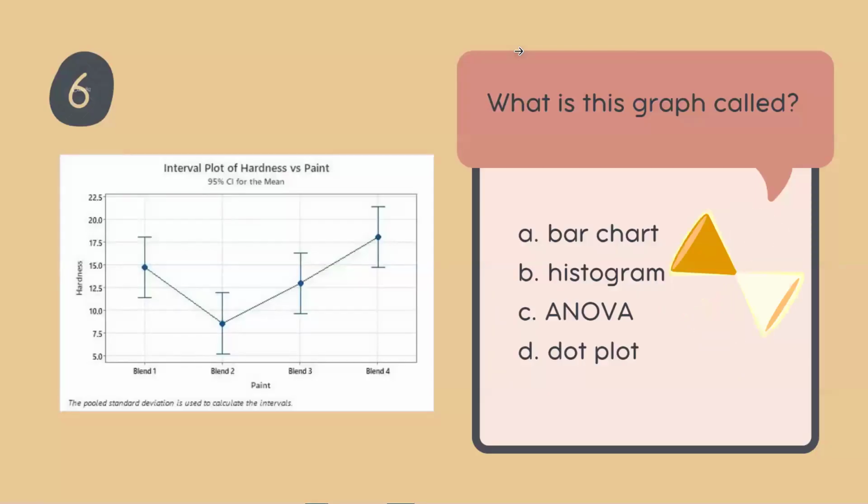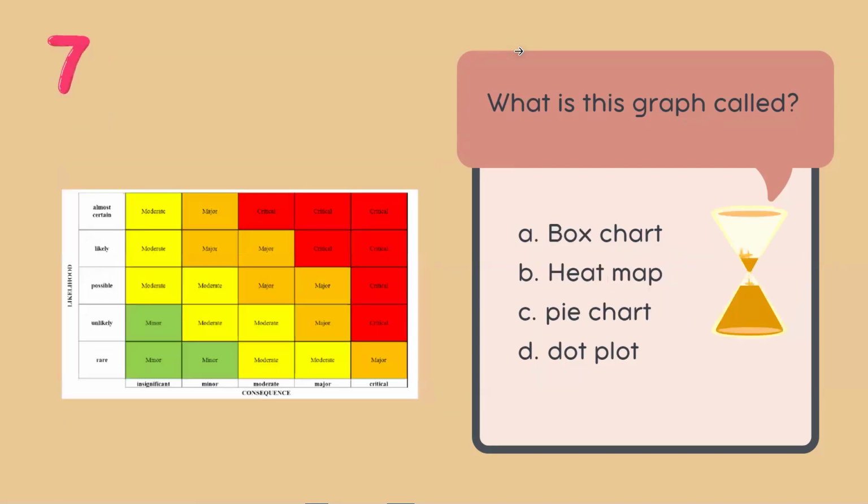This chart is very interesting and useful in statistics. So it has an interaction. The only chart which gives interaction is ANOVA, analysis of variance. Let's go to the next question.